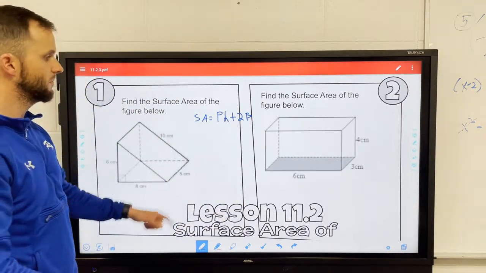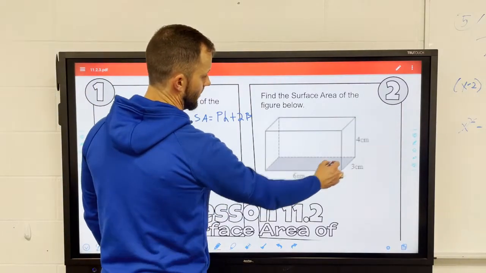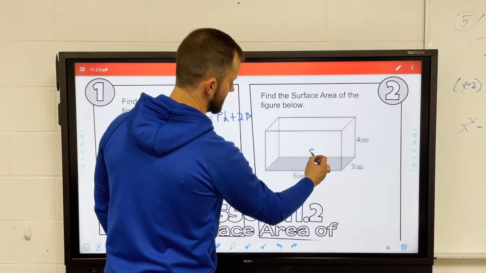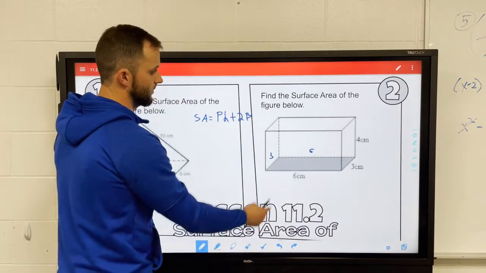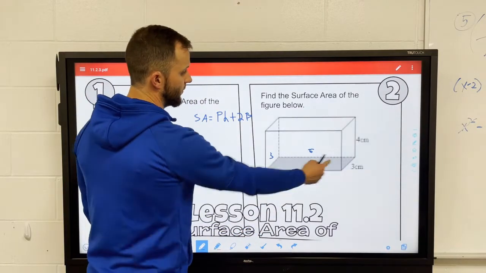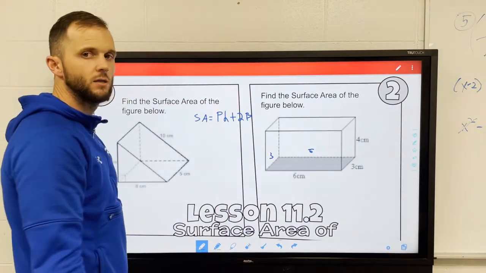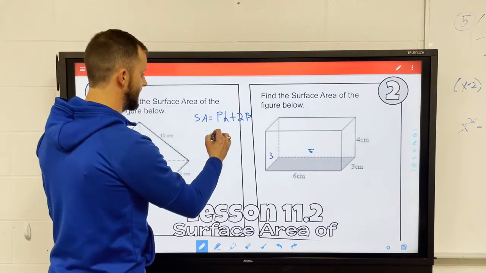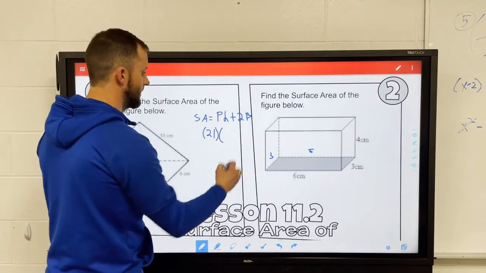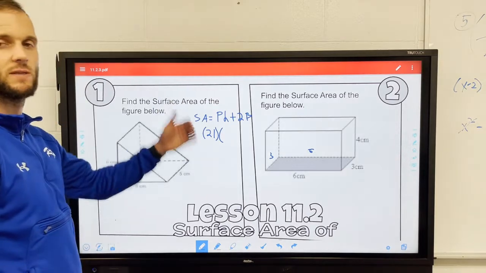So right now, if you look, my perimeter down here is a rectangle. So this is 6, this is 3, this is 6, and this is 3. So 6 and 6 will give me 12. 3 and 3 will give me 6. 6 and 12 is going to give me 18. So that is the perimeter of my base. The height is in between the 2 bases.